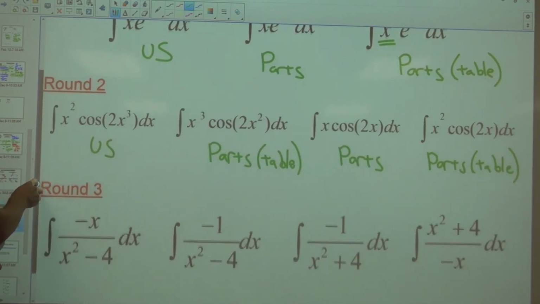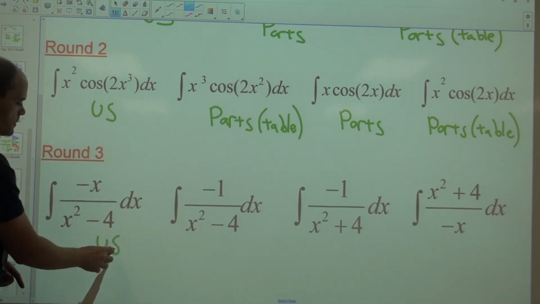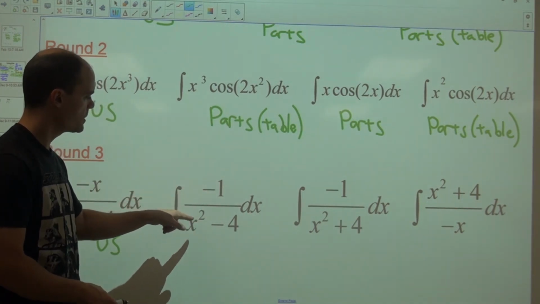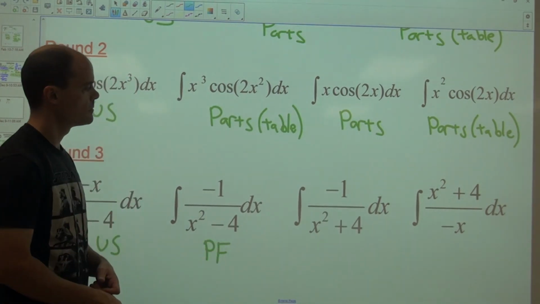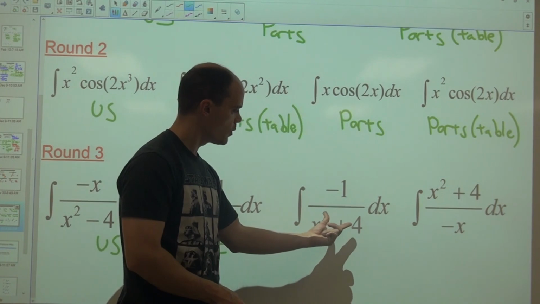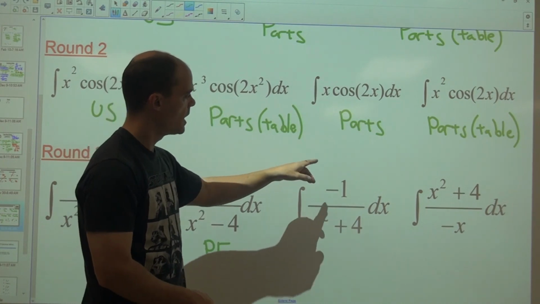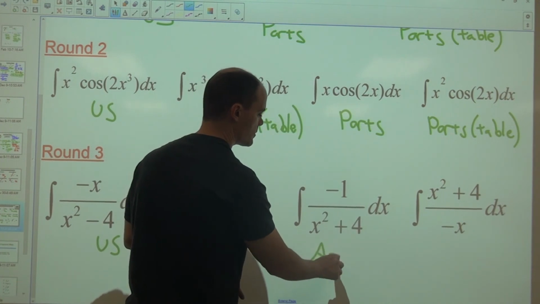All right, and last little round, look at all these fractions, but by now you guys should be good at recognizing this. Always check u sub first. The derivative of x squared is 2x. We could make that happen. This is a u sub. The derivative of x squared is 2x. That doesn't fit, but this factors. So this is a partial fraction. x squared plus 4 does not factor. We're one degree apart, but if I pull this negative out, I've got 1 over x squared plus a number. Ooh, this is an arctan u sub.